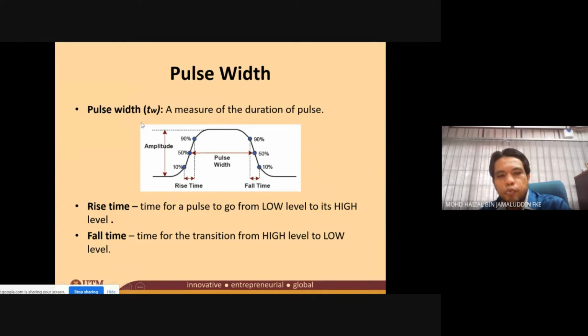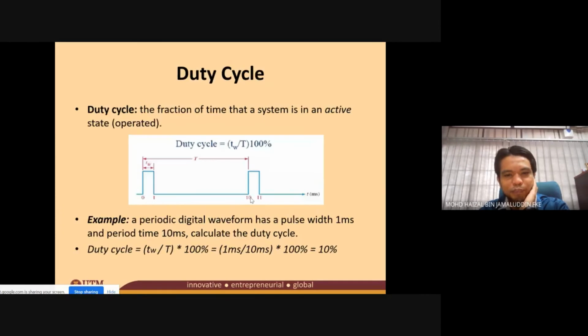Another term is the pulse width, TW. TW is measured in the middle between the rise and fall time. This is the measurement of the pulse width. Rise time is the time for a pulse to go from low to high, and fall time is from high to low. This definition, at the start of the class, is just an introduction, but it may be asked during tests in a yes or no question.